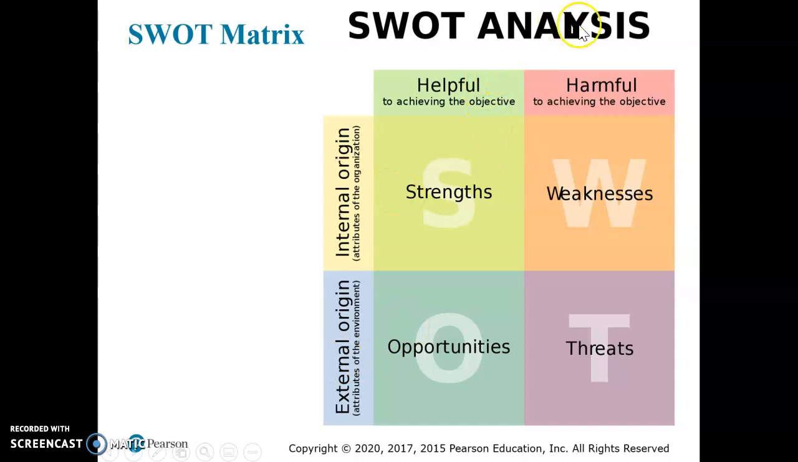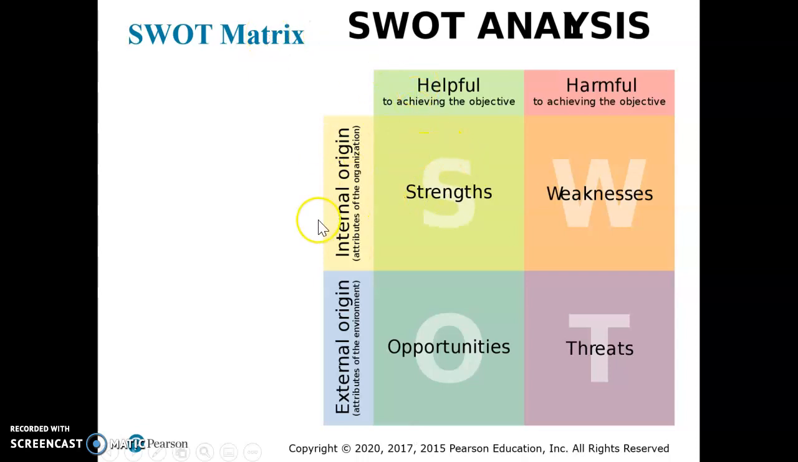So many of you have probably heard of a SWOT analysis. It stands for strengths, weaknesses, opportunities, and threats. So when we look at this, we have our strengths and our weaknesses, which are both internal origin, meaning that they're internal to the organization and we can control them. And then we have our opportunities and threats, which are external, which means that they are things that are happening in the external environment.